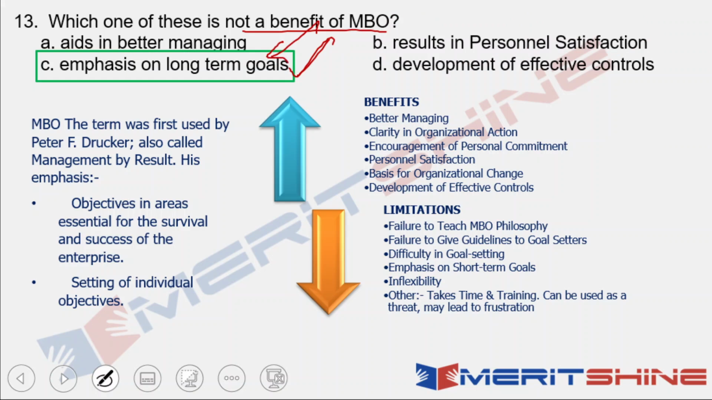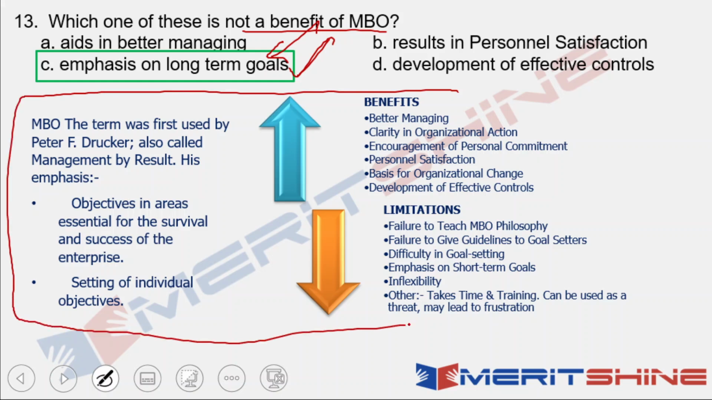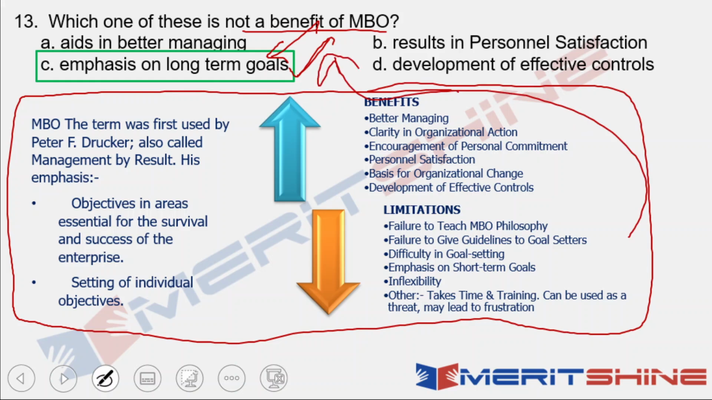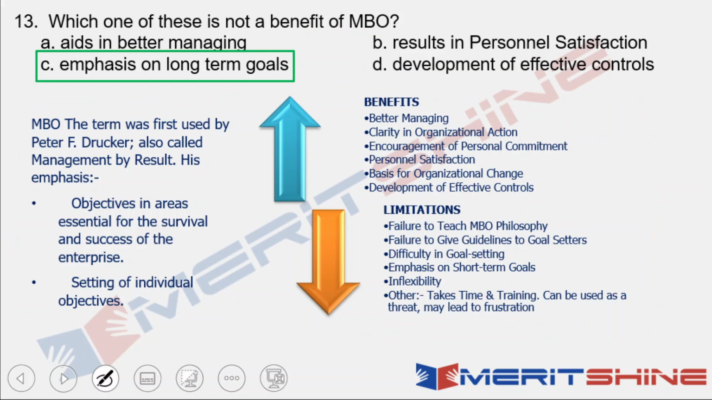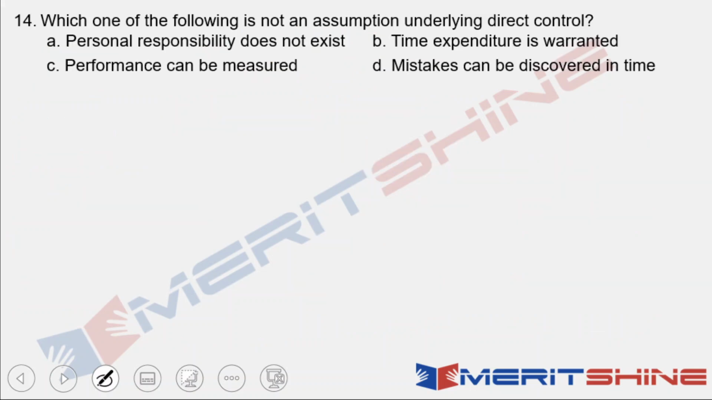If you look at this, once you know this much about MBO, not too much, but this much, this itself can help you to do a lot of questions, right? Okay, next. Question number 14. Which of the following is not an assumption underlying direct control? Okay, so do it. Done.